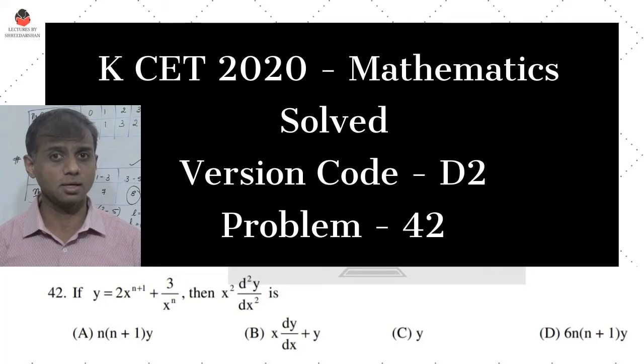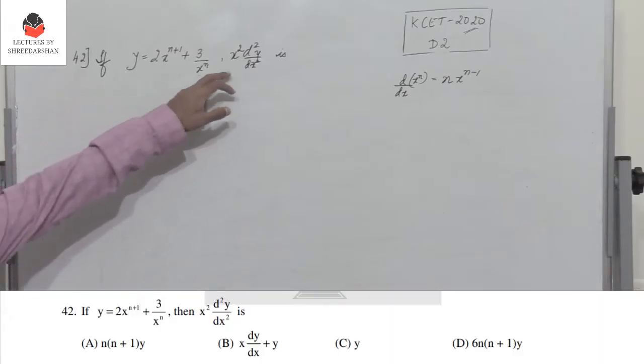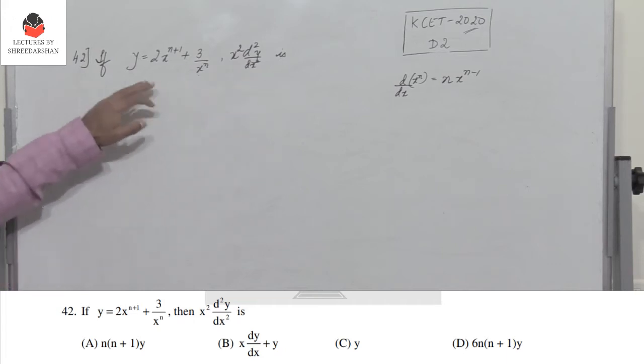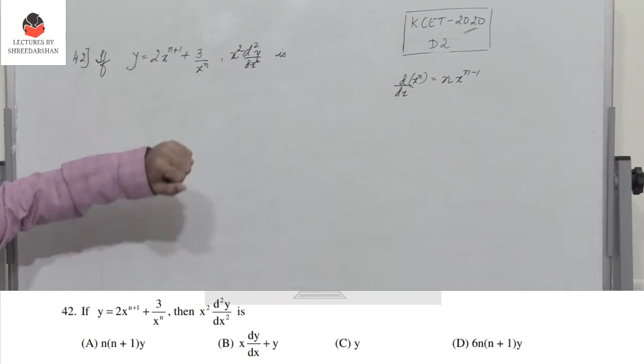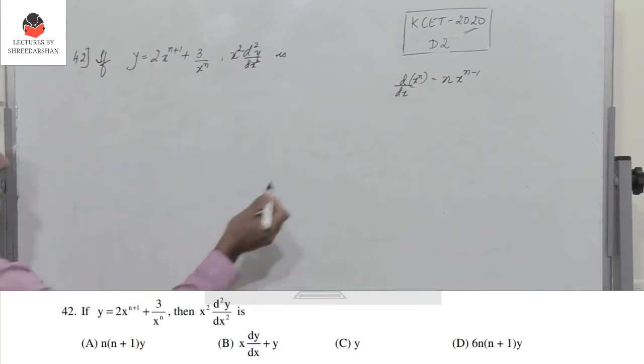So problem 42, we need to find x square into d square y by dx square if y equals 2 into x power n plus 1 plus 3 by x power n. And we know that differential of x power n is n into x power n minus 1.